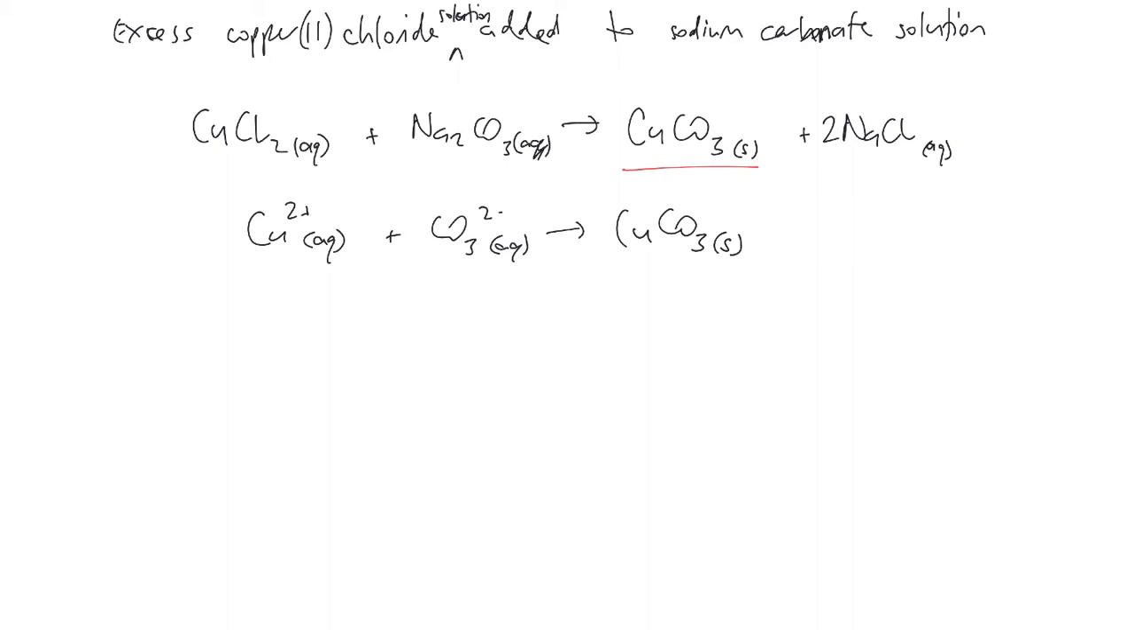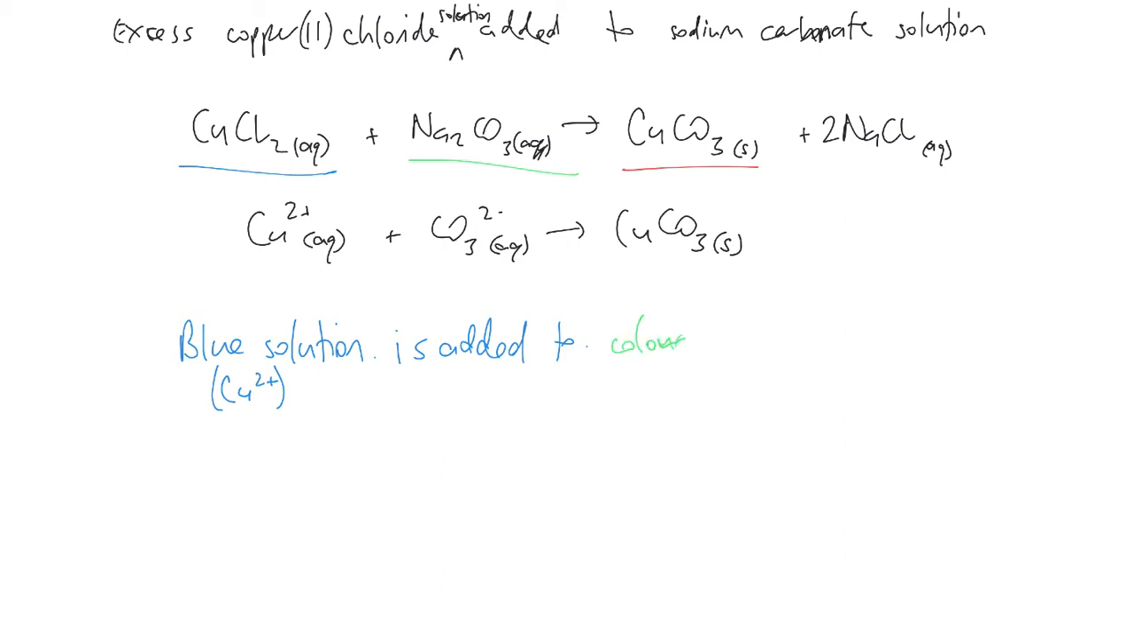Okay? So, observations. Now, normally we would say, okay, we have this thing here, we would have a blue solution. What's causing it to be blue? It's the copper ions. Okay, copper ions is added to, then I have this solution here, which is the colorless solution. Colorless solution, so that's the two reactants to form, then I look at this substance here, the copper carbonate.